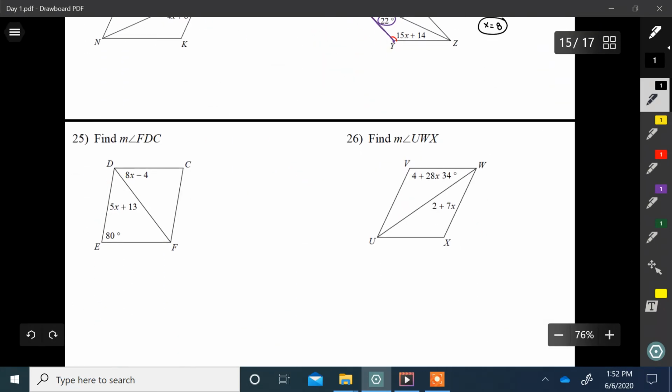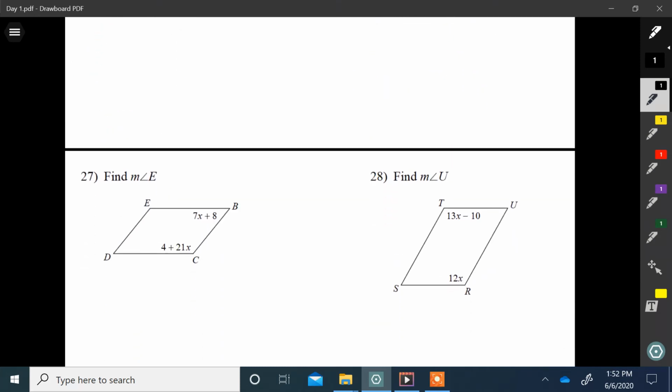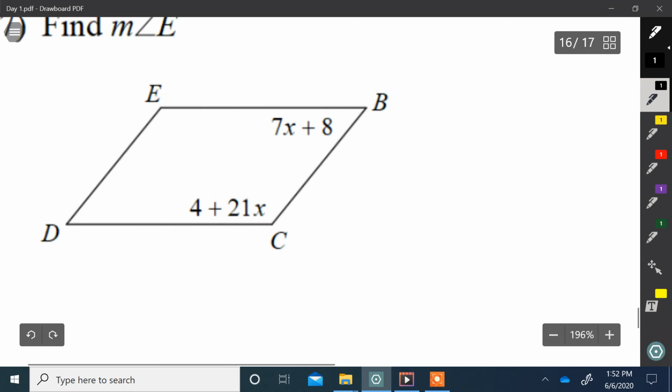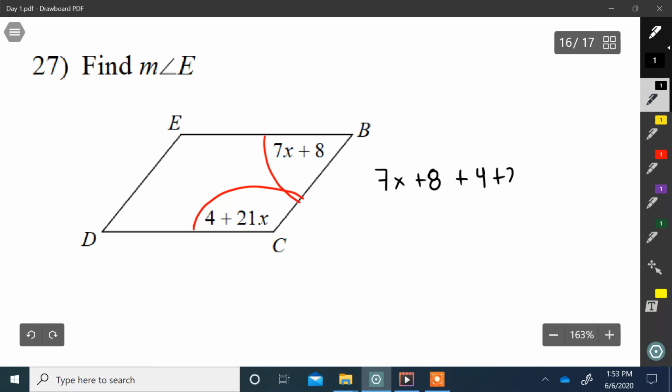All right, let's take a look. Let's see, those are very similar. Let's take a look at this one here. These ones are going to be very similar as well. We already know that this and this, those two have to add up to 180. Same idea, guys, same idea. So we have 7x plus 8 plus 4 plus 21x, that has to add up to 180.